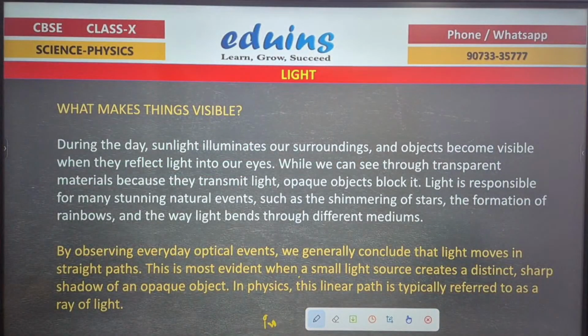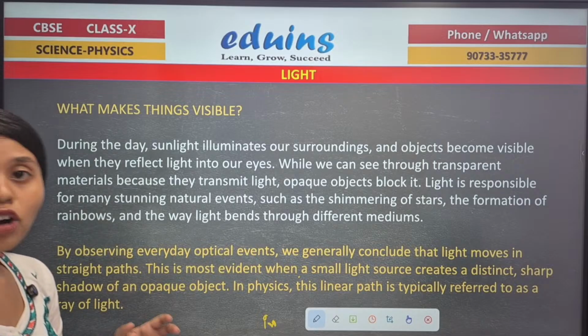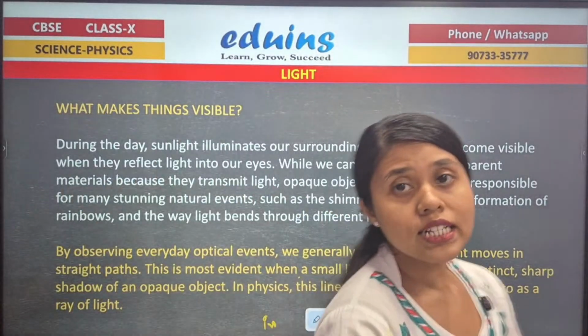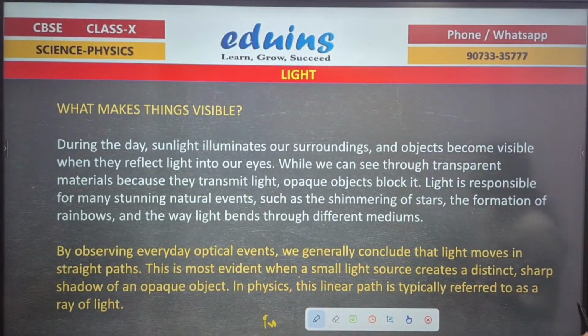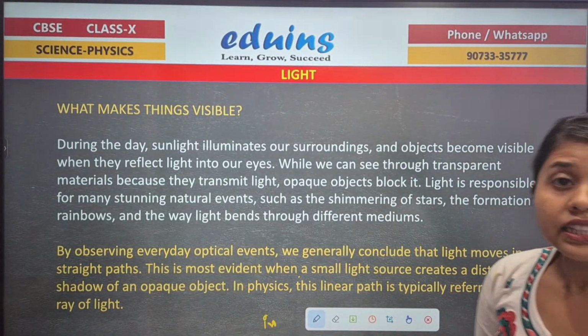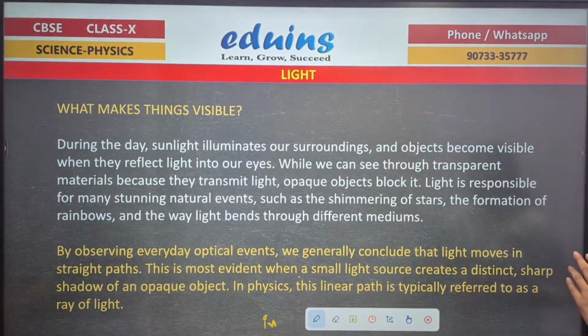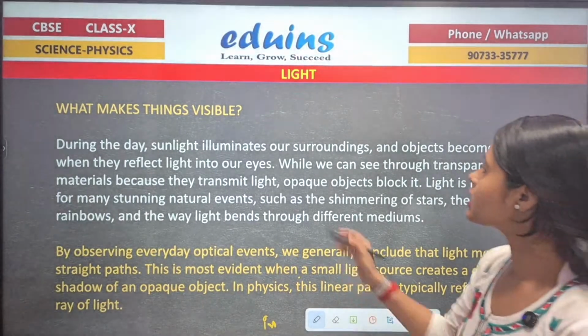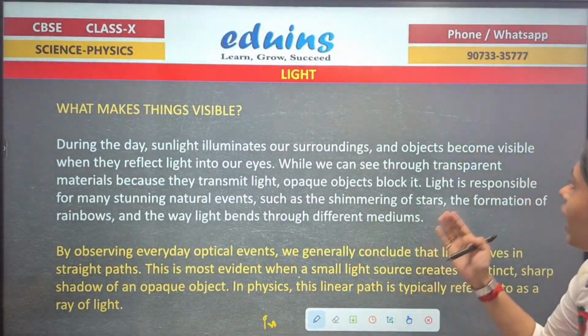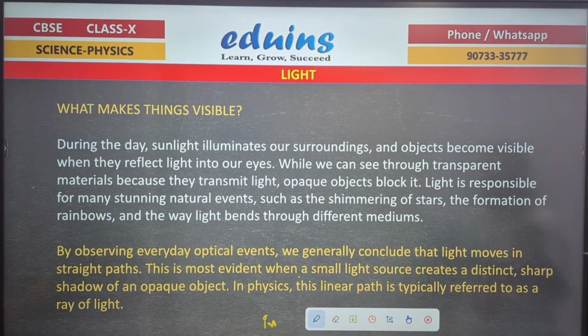So now we have to start our study. At the very first, this is the first question. What makes things visible? And what is the answer? What makes things visible? So what is the answer, students? The answer is light. So during the day, sunlight illuminates our surroundings and objects become visible.